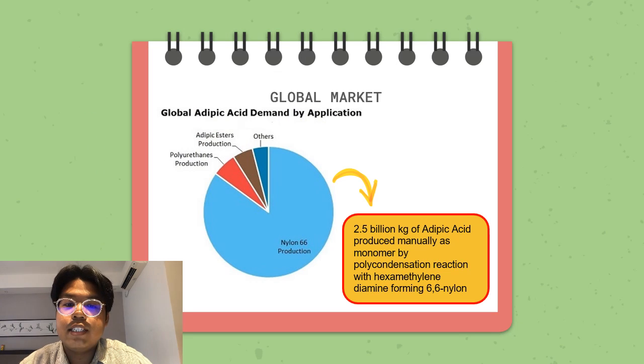Okay, so now let's discuss some interesting facts regarding this adipic acid product. As you can see from the statistics for the global market, the majority of the 2.5 billion of adipic acid produced annually is used as a monomer for the production of nylon by a polycondensation reaction with hexamethylene diamine, forming nylon 6,6. Other applications include some polyurethanes, and esters of adipic acid such as DOA, that is di-2-ethylhexyl adipate, which are used as plasticizers for polyvinyl chloride, that is PVC resins.